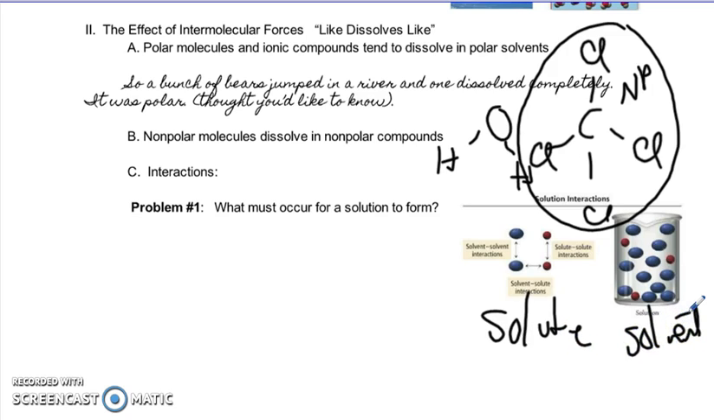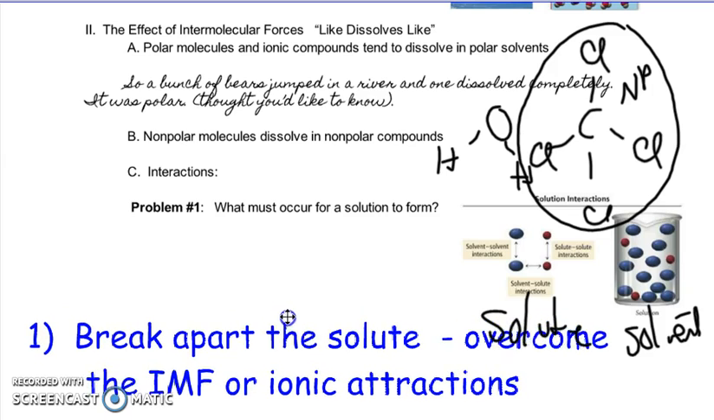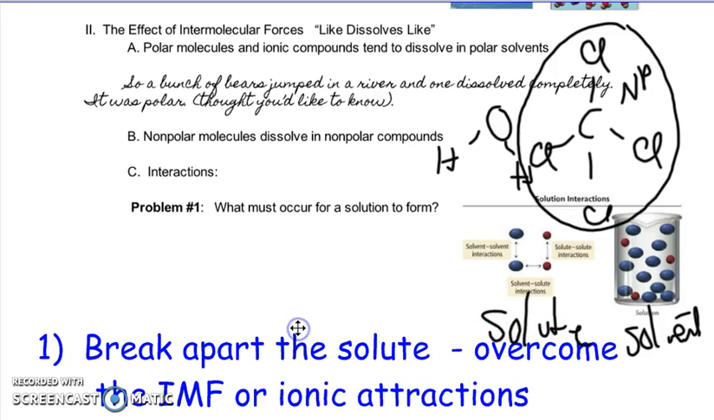So the first thing that has to happen is that we need to break apart the attractions of the solute. So we need to break apart the solute to overcome either the intermolecular forces, if it is a covalent solute, like sugar would be, or you break apart the ionic interaction. So you have to somehow entice the positive and negative ions to split apart. So that's the first thing we have to do.